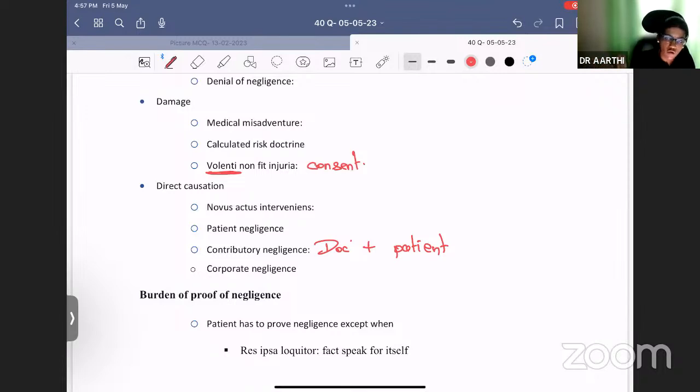Corporate negligence is when a patient fell down on a slippery floor in a hospital. Doctors cannot do anything about it, right? A patient was in fever delirium and he jumped out of a hospital building. A patient in the psychiatric ward jumped out of a hospital building. The hospital has to ensure that these precautions are taken, right? So that is called corporate negligence.